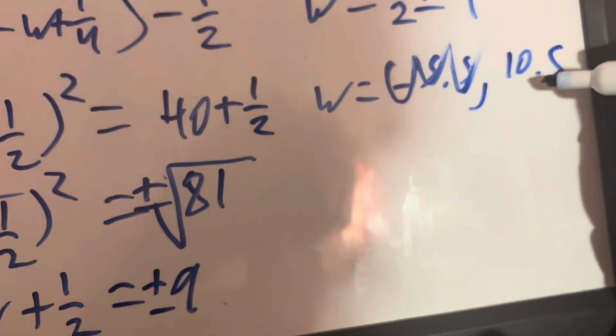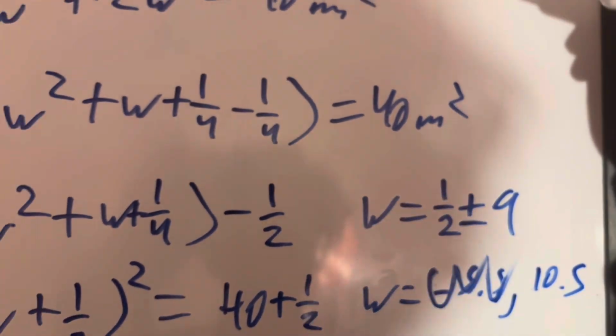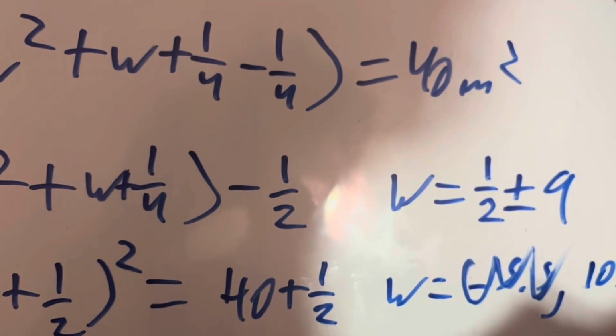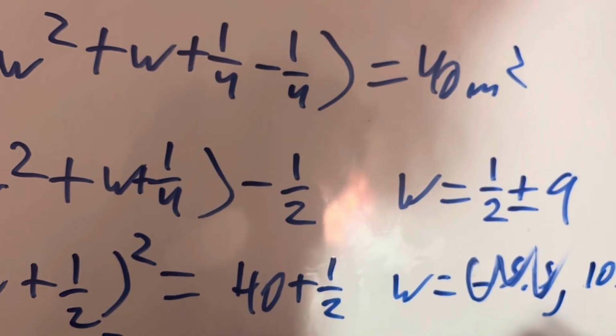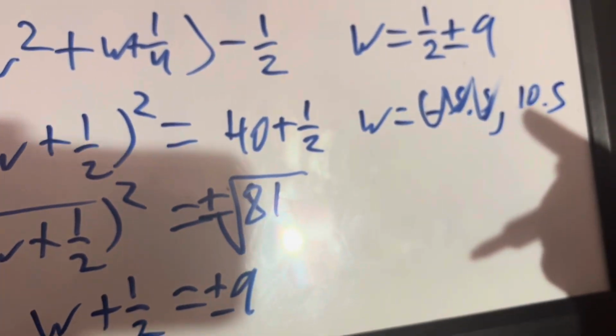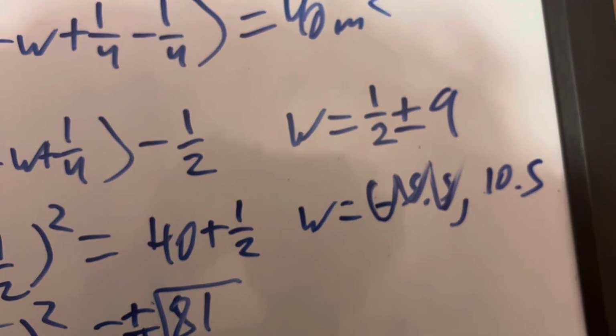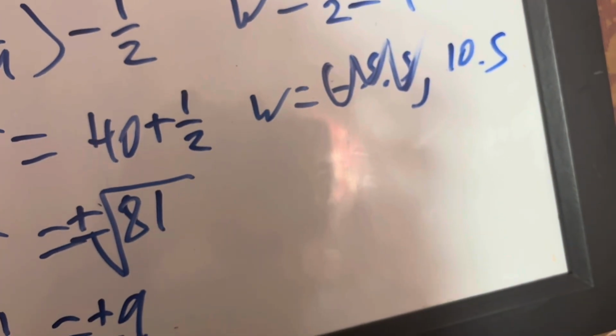Now we have 10.5 times 2, right, which is going to be, I don't even know, 10.5 times 2, 21. 21 plus 2, so 23, and that's our length. Right, now we can plug that back in, right, and do 23 times 10.5, which, oh no, did I do something wrong?